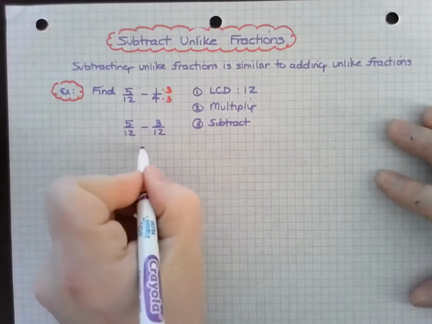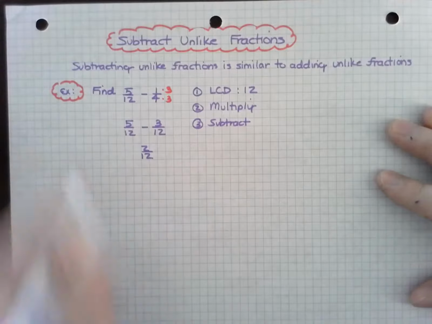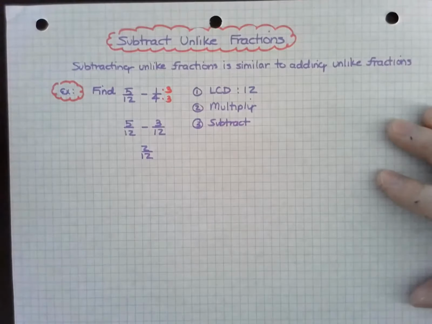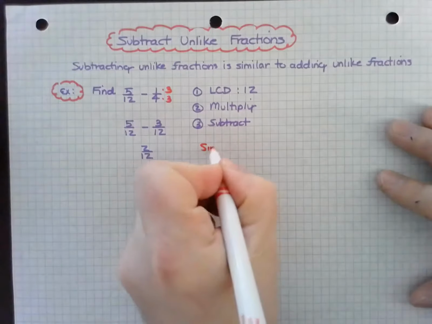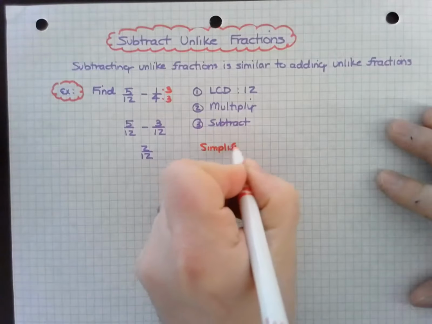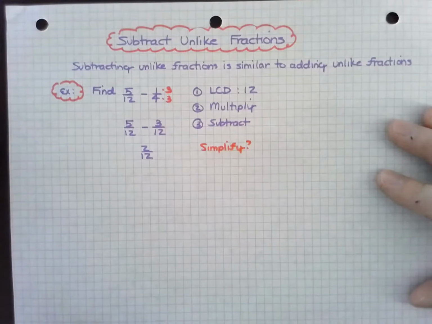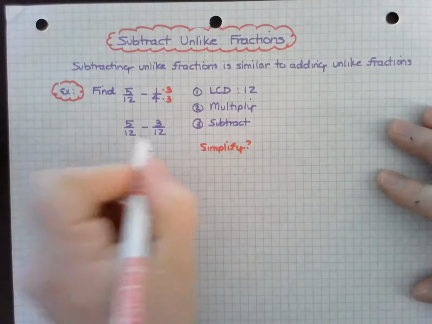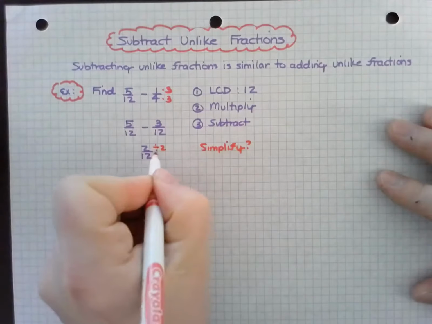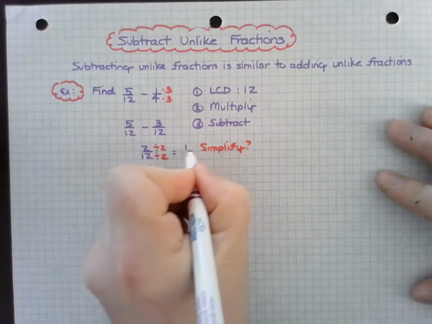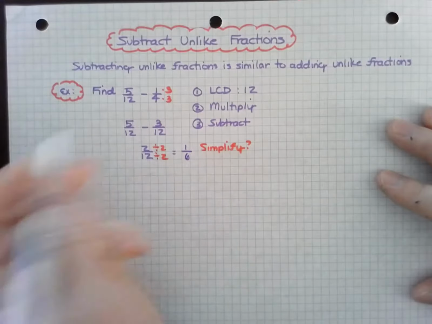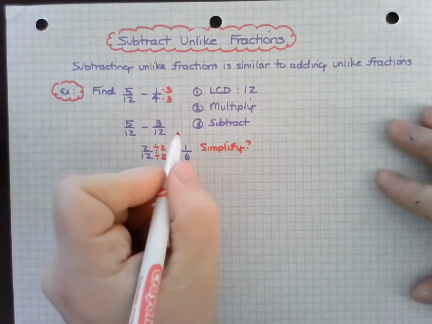5 minus 3 is 2/12. Your final kind of fourth step in this case is to make sure that you've simplified. So I put the question simplify, question mark. Yes, I can, in fact. I can divide both the 2 and the 12 by 2. And that gives me 1/6. And that's my final answer.